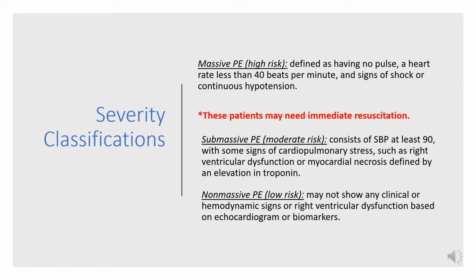The second classification is submassive PE, or moderate risk, which consists of a systolic blood pressure of at least 90 with some signs of cardiopulmonary stress, such as right ventricular dysfunction or myocardial necrosis, defined by an elevation in troponin. And the third is a non-massive PE, or low risk, and it may not show any clinical or hemodynamic signs or right ventricular dysfunction based on echocardiogram or biomarkers.